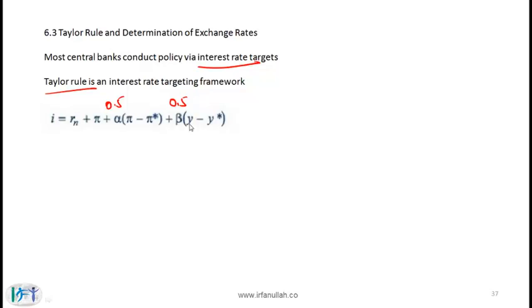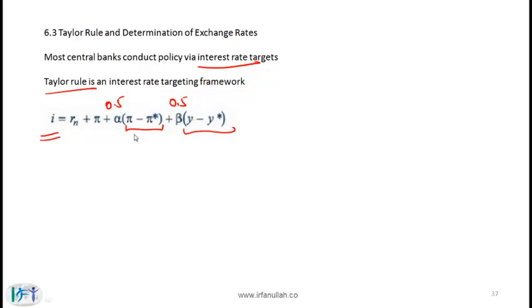Y refers to the log of the current level of output or GDP, and Y star refers to the economy's potential or sustainable level of output. So if this number is positive, that means that inflation is relatively high. If this number is positive, that means that the economy is overheated and the output currently is more than potential GDP. To help you memorize this formula, let me just give you some basic numbers.